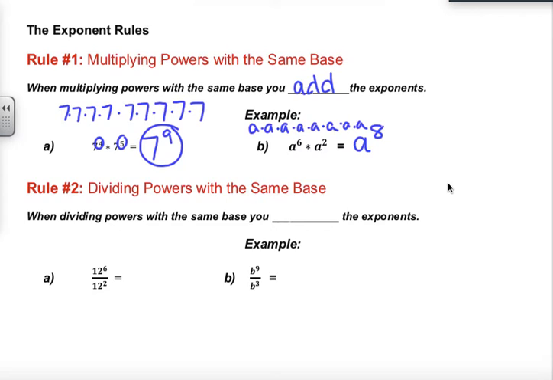So we're going to be practicing problems that allow us to use these rules. It's just going to be different. It's kind of fun, I actually think.